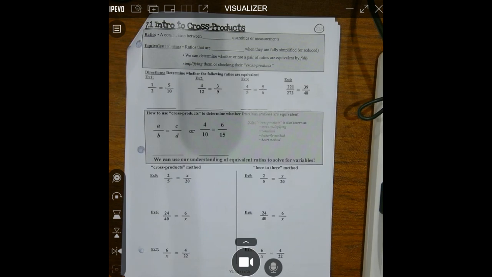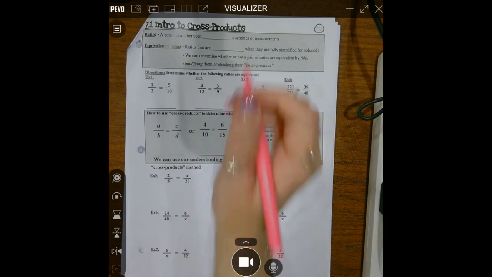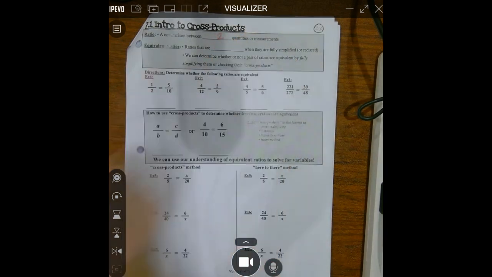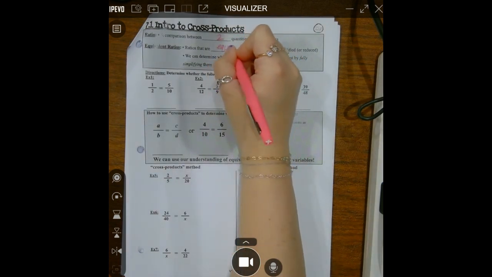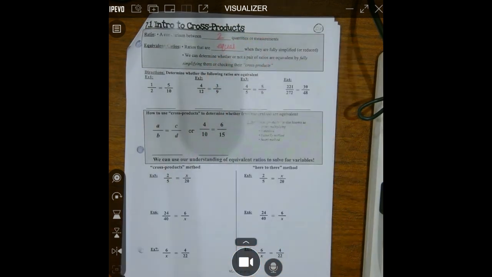So first off, just a reminder, remember that a ratio is a comparison between two quantities or measurements. And what we're going to be exploring is setting two ratios equal to each other to see if they're equivalent ratios. And equivalent ratios are, again, two ratios that are equal when they're fully simplified or reduced.